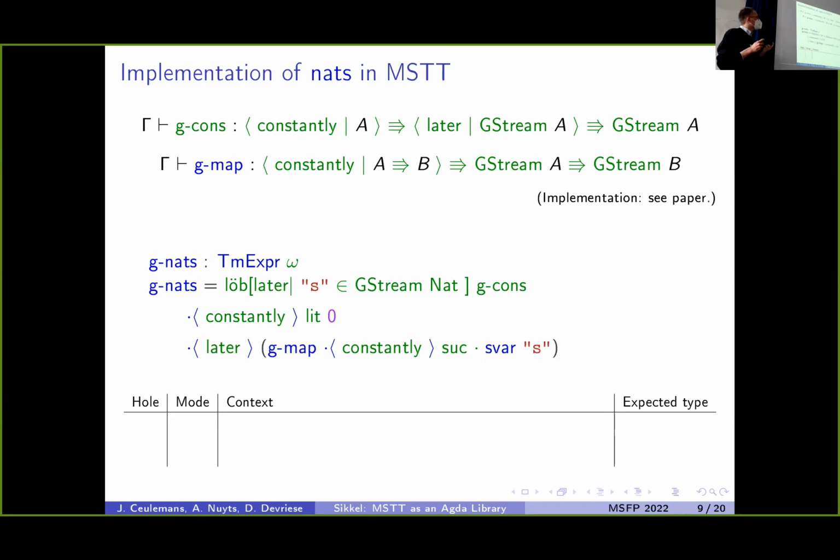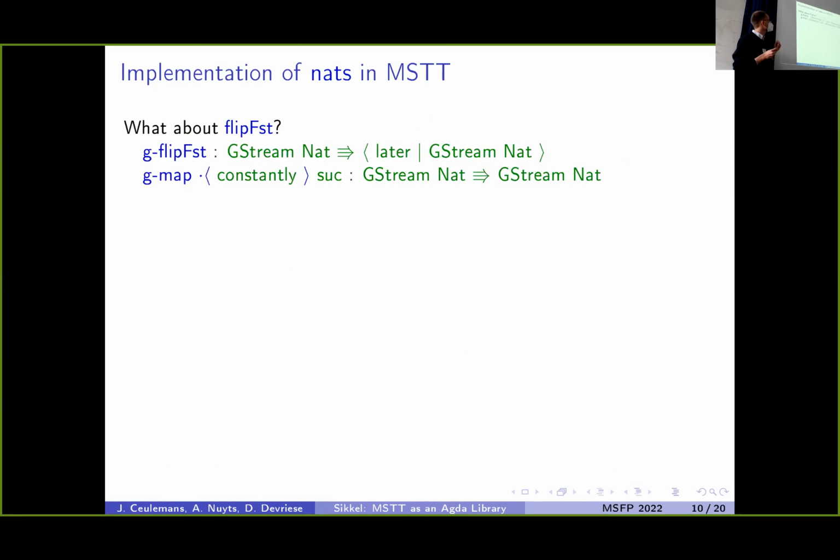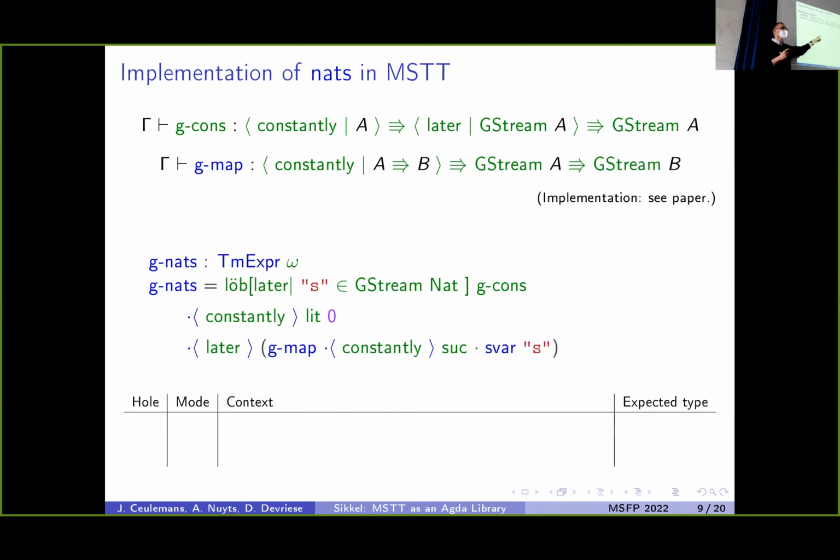The question is then, what happens if we replace this gmap of suck with flip first? So we can write a guarded version of this flip first function, but it will only have type gstring_nut to later gstring_nut, and not gstring_nut to gstring_nut. So if we replace gmap suck with g flip first, it would give you a definition that does not match.